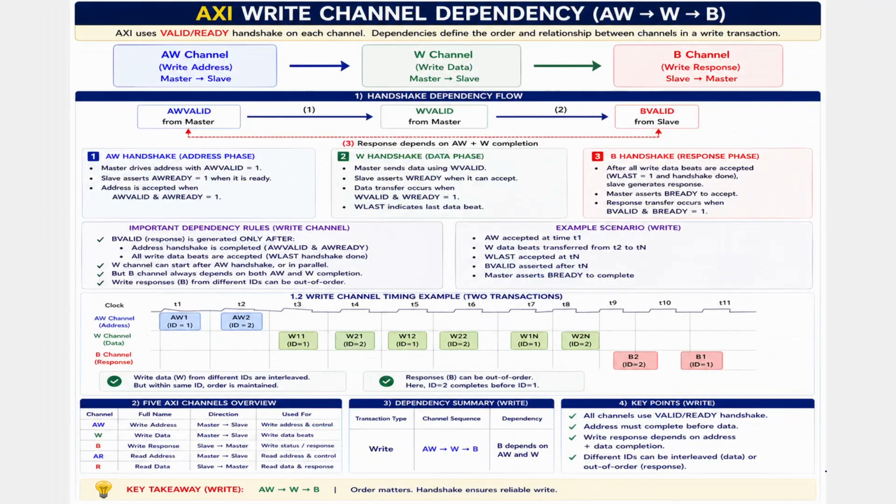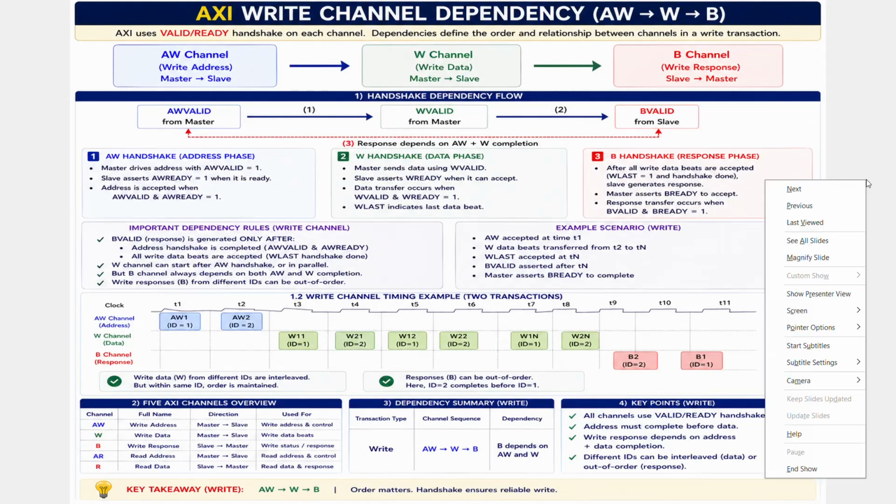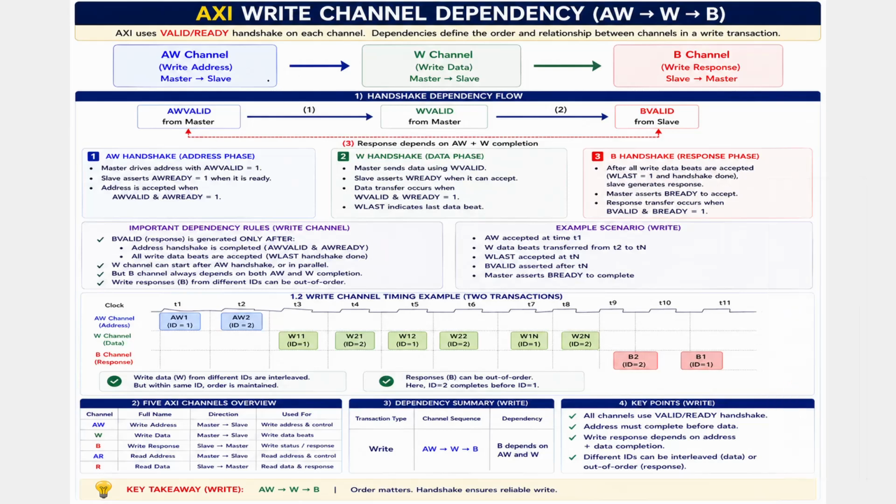So these are the write channel dependencies. What channel are you depending on? Before writing the data, you need to place the address, right? After placing the address, then only is writing happening. So valid and ready handshaking is happening. Dependencies are on valid and ready. The valid signal and the ready signal handshake in each channel.